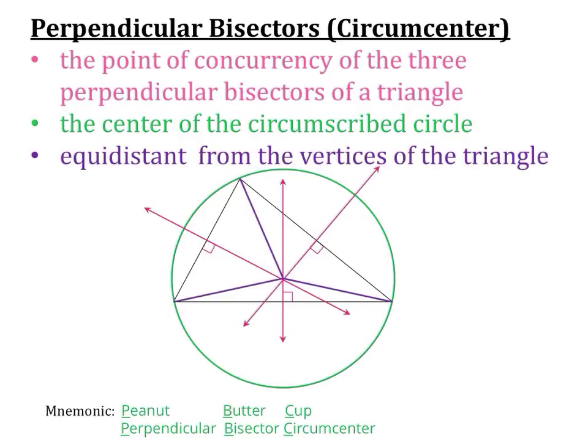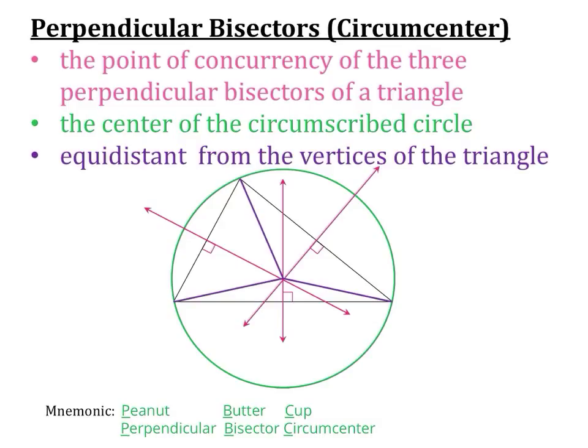A circumcenter is the point of concurrency of the three perpendicular bisectors of a triangle, which means that if you construct the perpendicular bisector of all three sides of a triangle, they will meet at a common point, which is called a circumcenter.